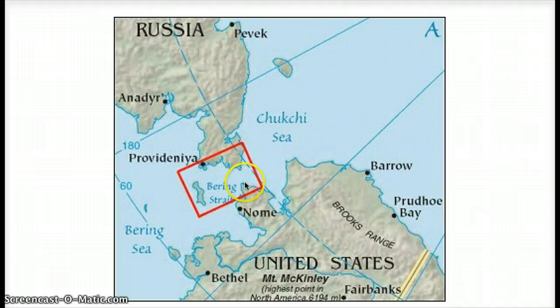What the nomads would do is they would be hunting their animals and they would come through Siberia and they would cross that land bridge into Alaska. Over time, that land bridge melted and we no longer can cross that.